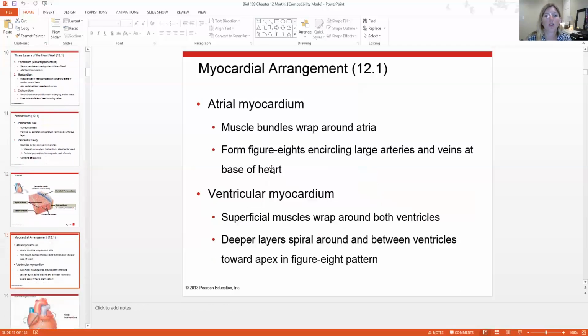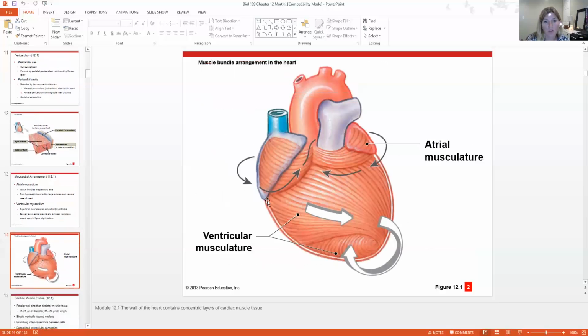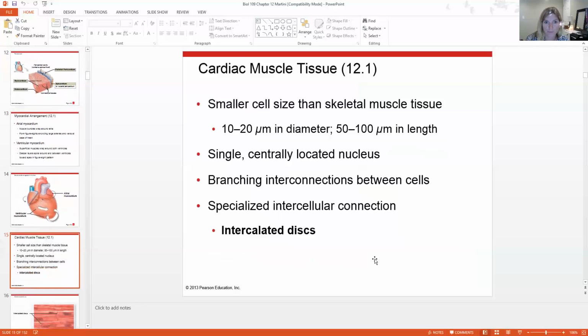Let's talk about the atrial myocardium. It's relatively thin. It's basically little muscle bundles that wrap around the atria, and then the ventricular myocardium is more spiral shaped instead of just circular. It kind of tips around and wraps around all the way down towards that apex, towards that tip. So as you can see, the atria are individually wrapped, and then the ventricles are kind of wrapped and spiraled all together.